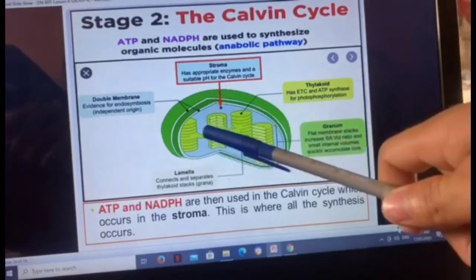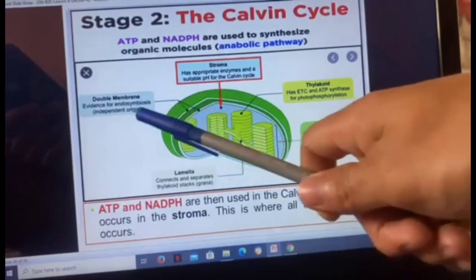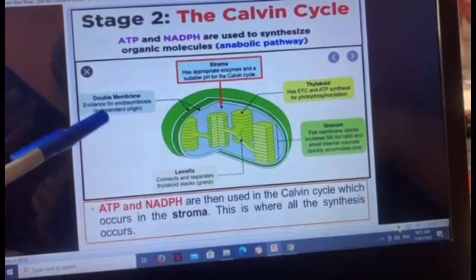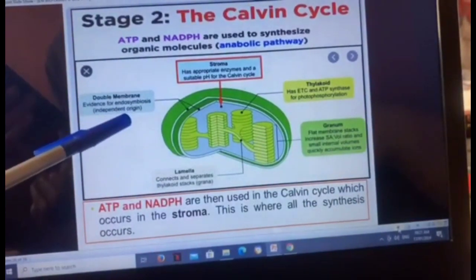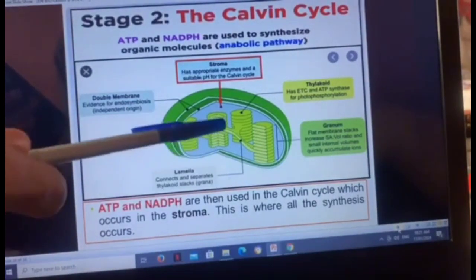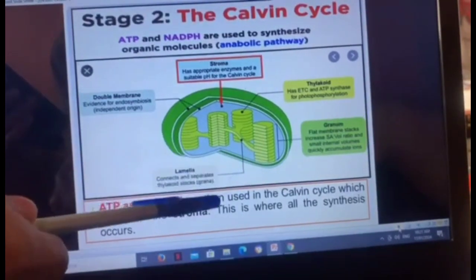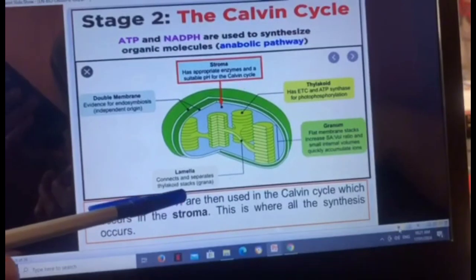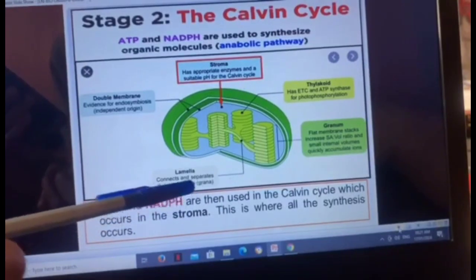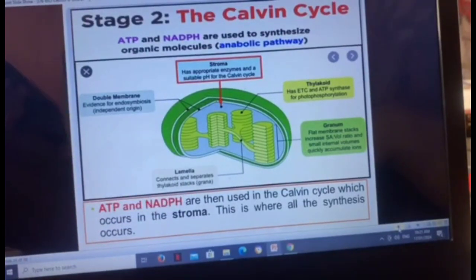And here it is called the double membrane, evidence for endosymbiosis or independent origin. Here, this is called the lamella, which connects and separates thylakoid stacks or grana. ATP and NADPH are then used in the Calvin cycle, which occurs in the stroma. This is where all the synthesis occurs.